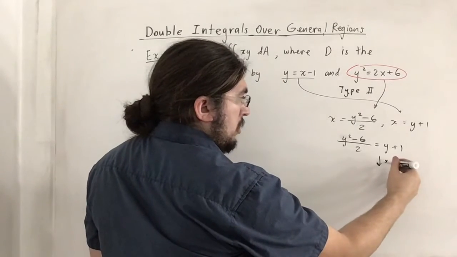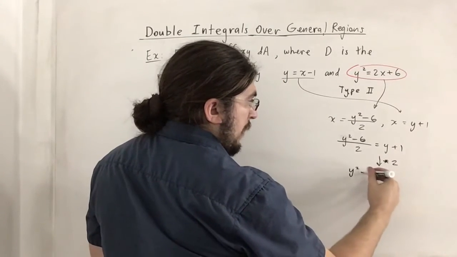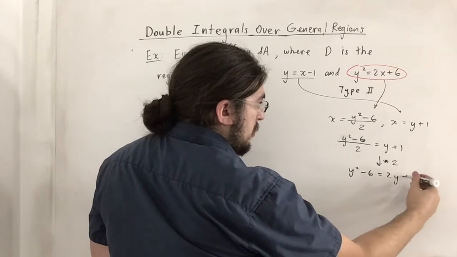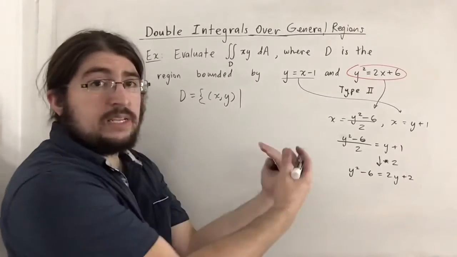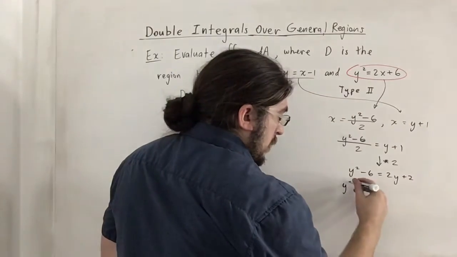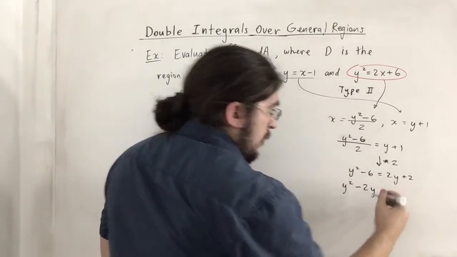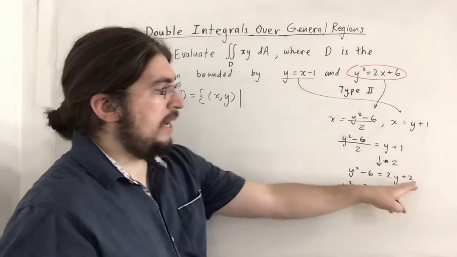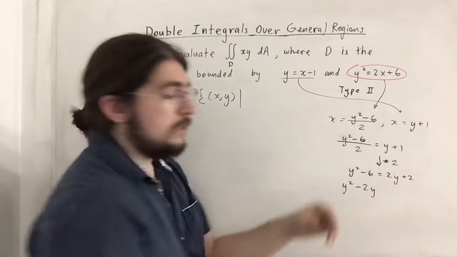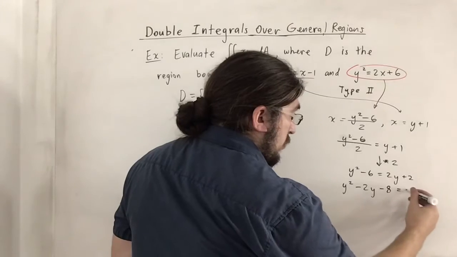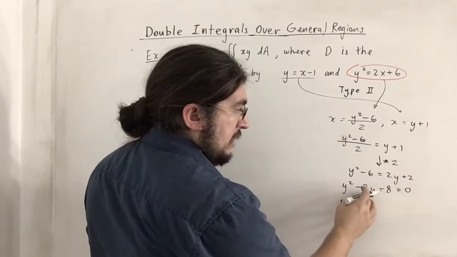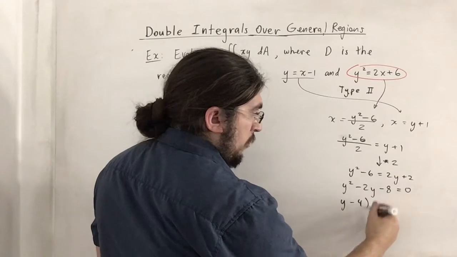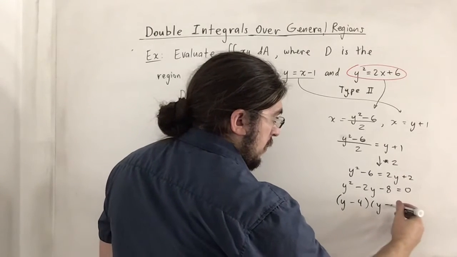Multiplying both sides by 2 gives us y squared minus 6 is equal to 2y plus 2 if you distribute 2 into that side. And if you move everything to one side and factor, we get y squared minus 2y. If we subtract 2, the negative 6 minus 2 is negative 8 equals 0. We can definitely factor this. The two numbers multiply to negative 8 and add to negative 2. I think it will be 4 and 2 in some order.